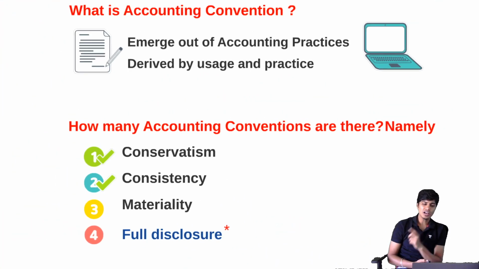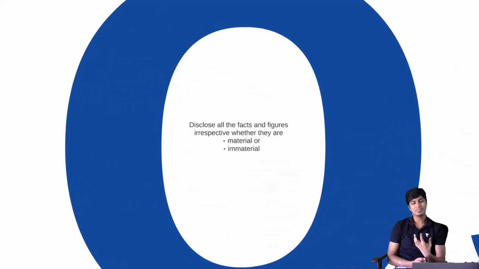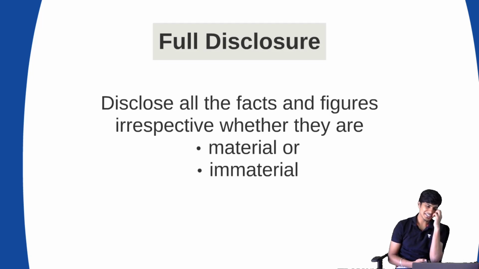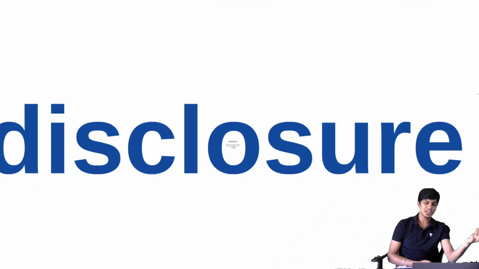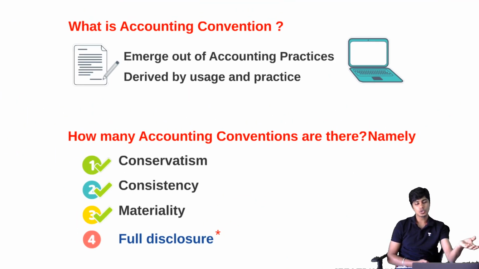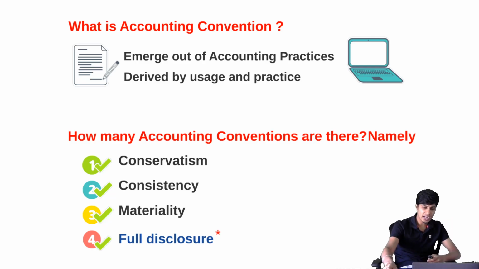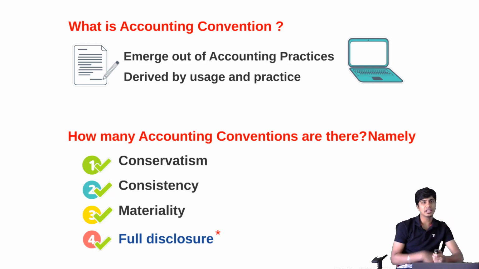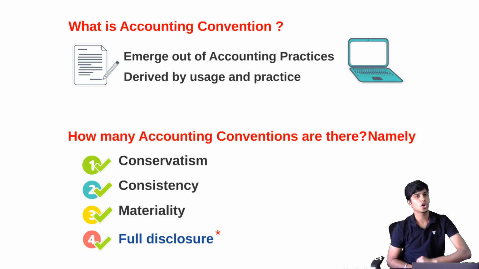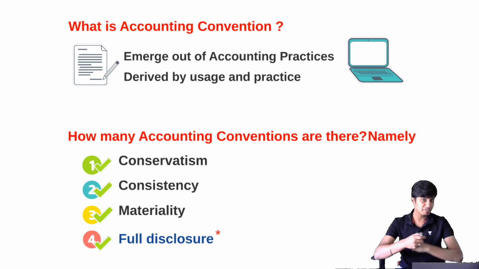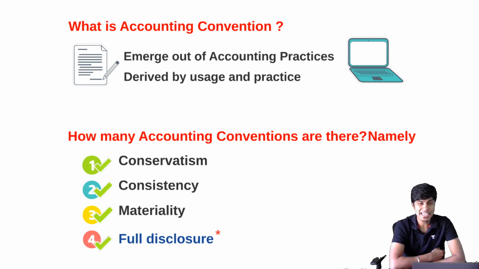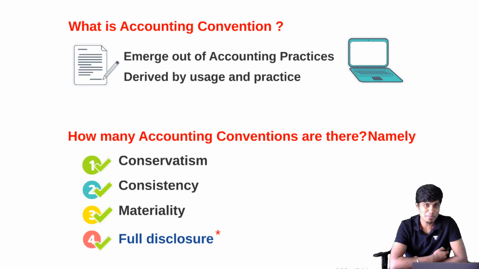However, there is a small change: the full disclosure concept, which doesn't agree with materiality. It says disclose all the facts and figures whether material or not. Then you would say, sir, full disclosure says disclose all facts and figures whether material or not. Materiality says disclose only material facts and figures. Don't you think there is a contradiction between them? Don't you think they are fighting among themselves? The answer is yes, they do fight. The solution is pretty simple.